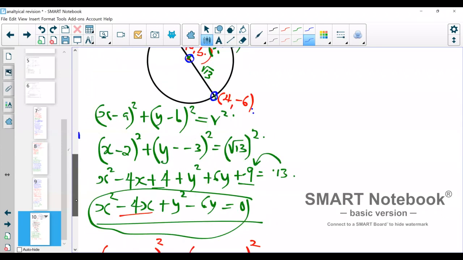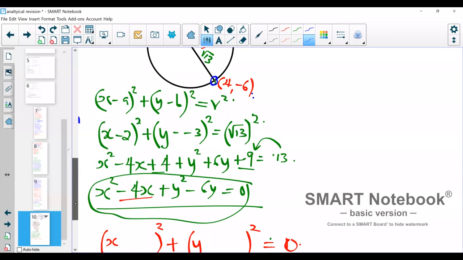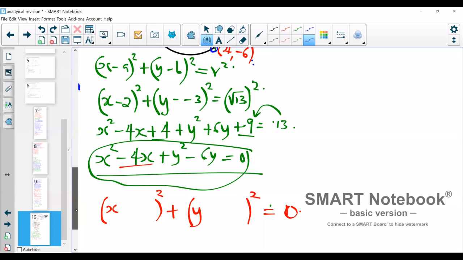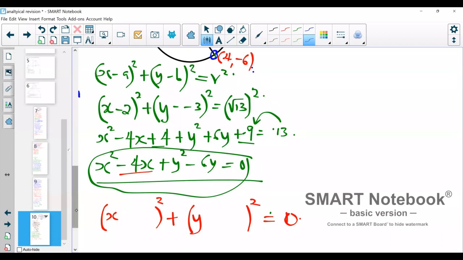Somebody says, why, sir, why negative 6? Why negative 6? It's plus 6y. Thank you, plus 6y. All right.